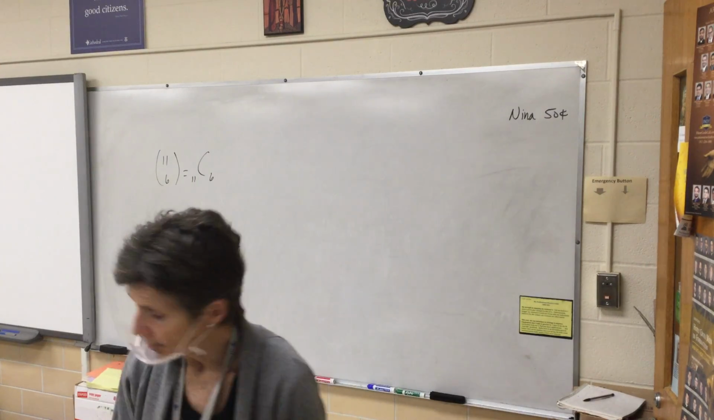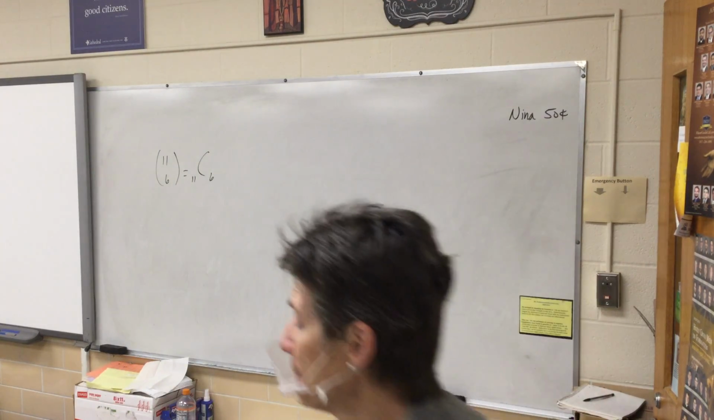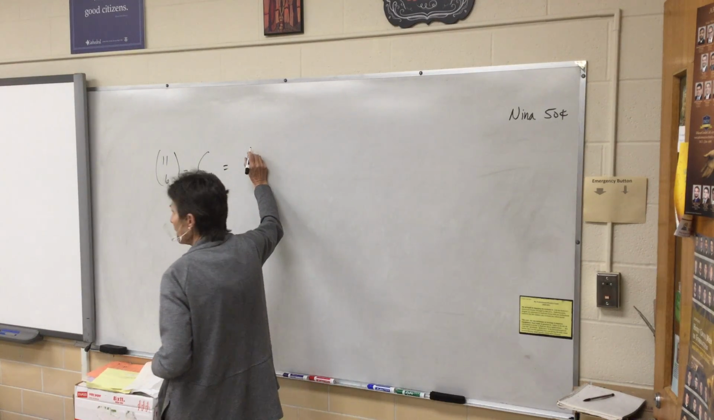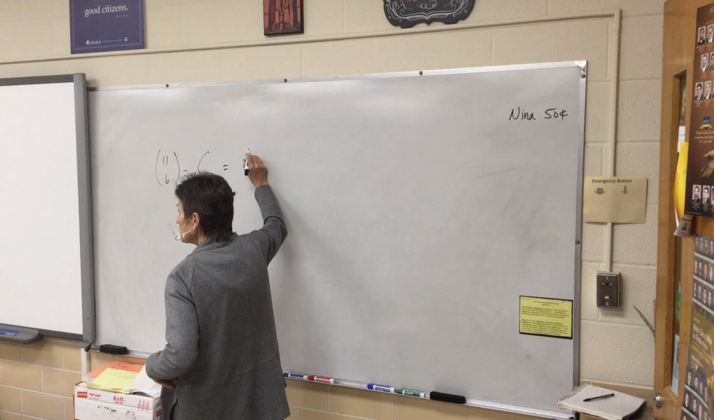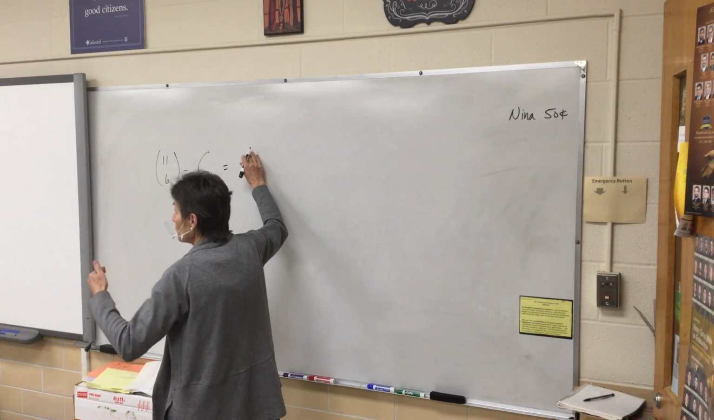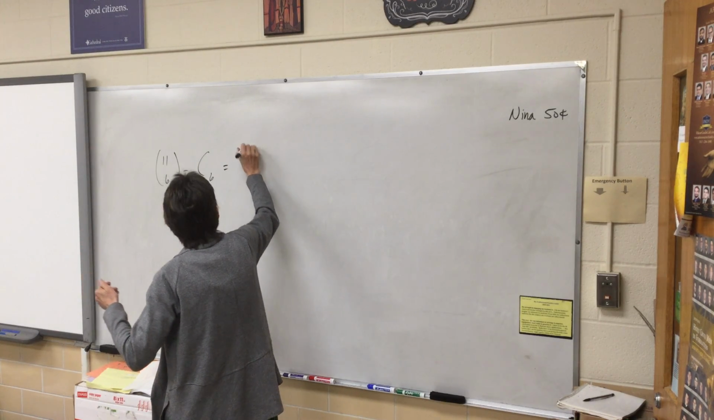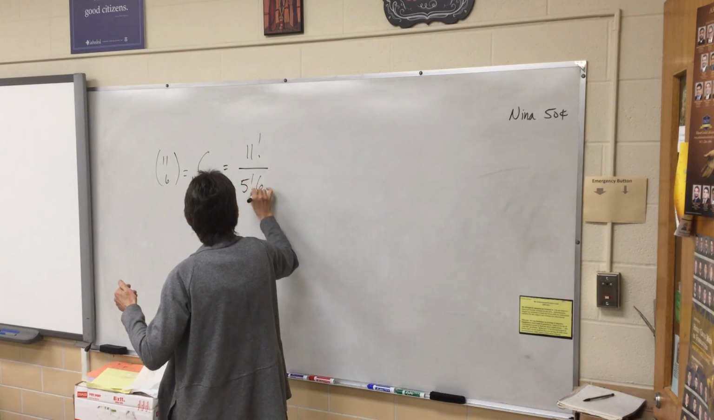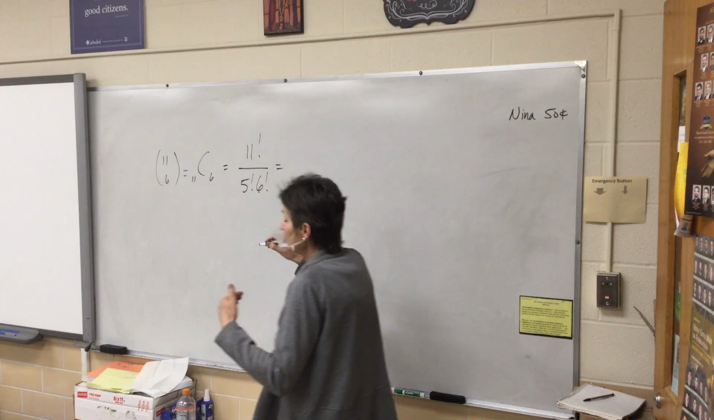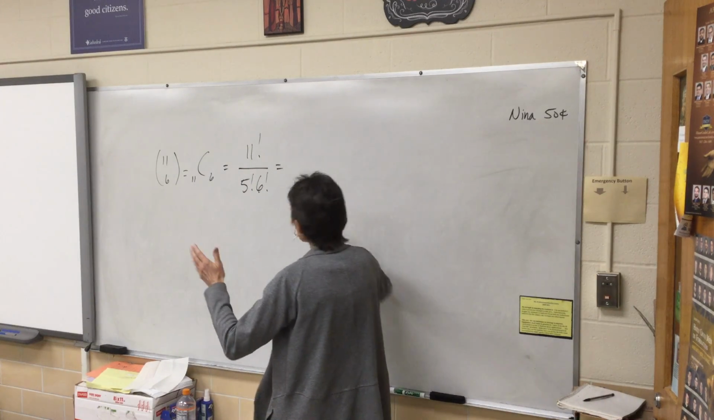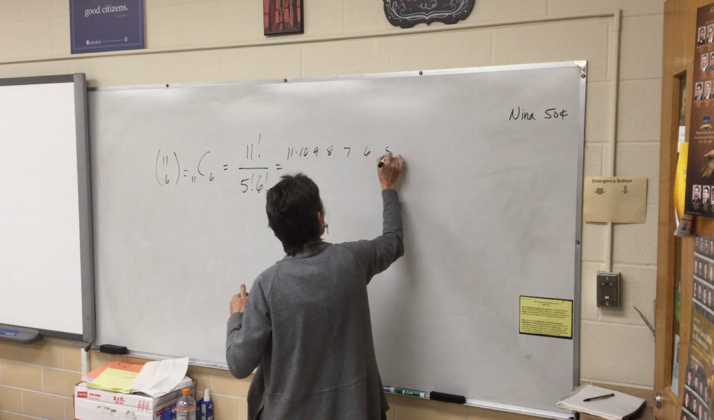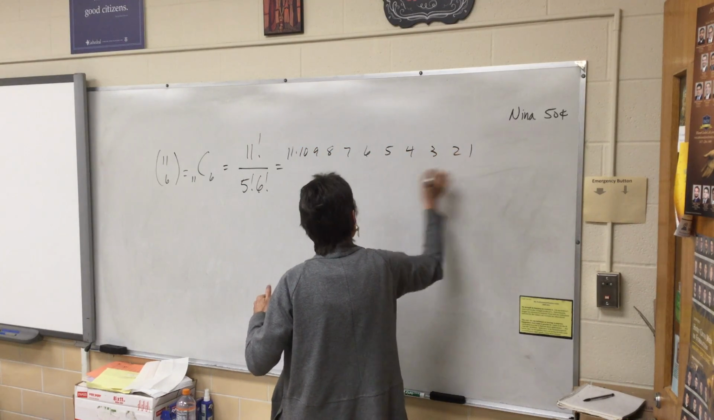Alyssa, did you get a setup for it? What did you get for your setup? What did you put on top? Oh, 11 factorial. Good. And then on the bottom? 5 factorial and 6 factorial. Good. And then, everybody's going to do the scissor her own way. You actually did 11, 10, 9, 8, 7, 6, 5, 4, 3, 2, 1?